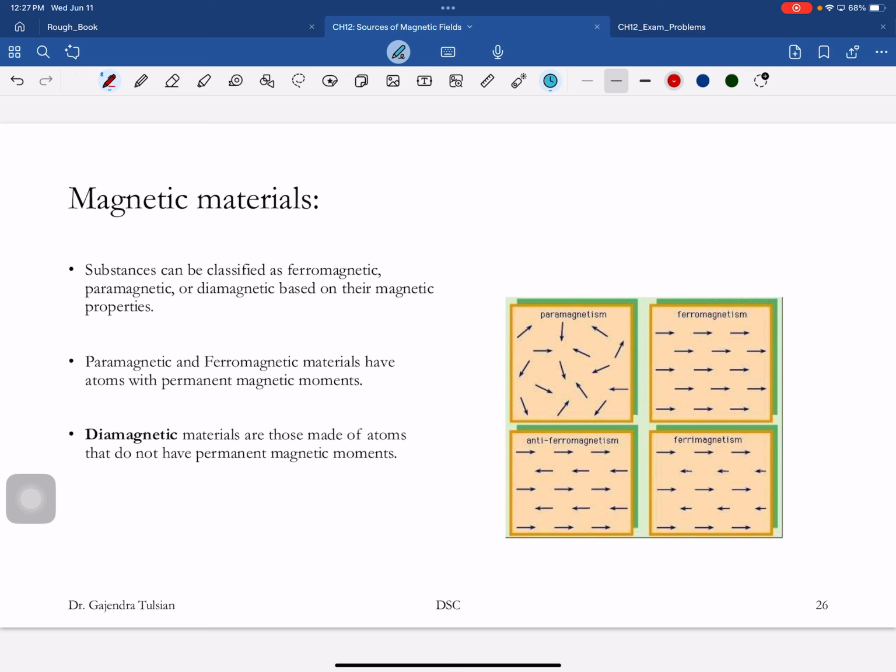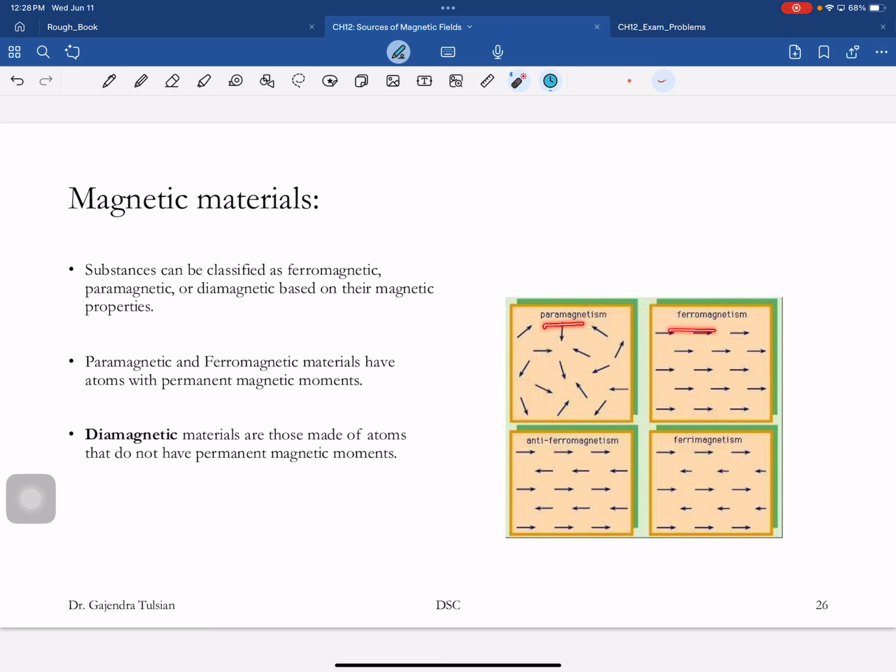So now we'll talk about magnetism. Magnetic materials, as engineers, you'll be using for various things. Based on magnetism, you classify materials as paramagnetic, ferromagnetic, antiferromagnetic, diamagnetic, and ferrimagnetic. So we'll mainly talk about these three.